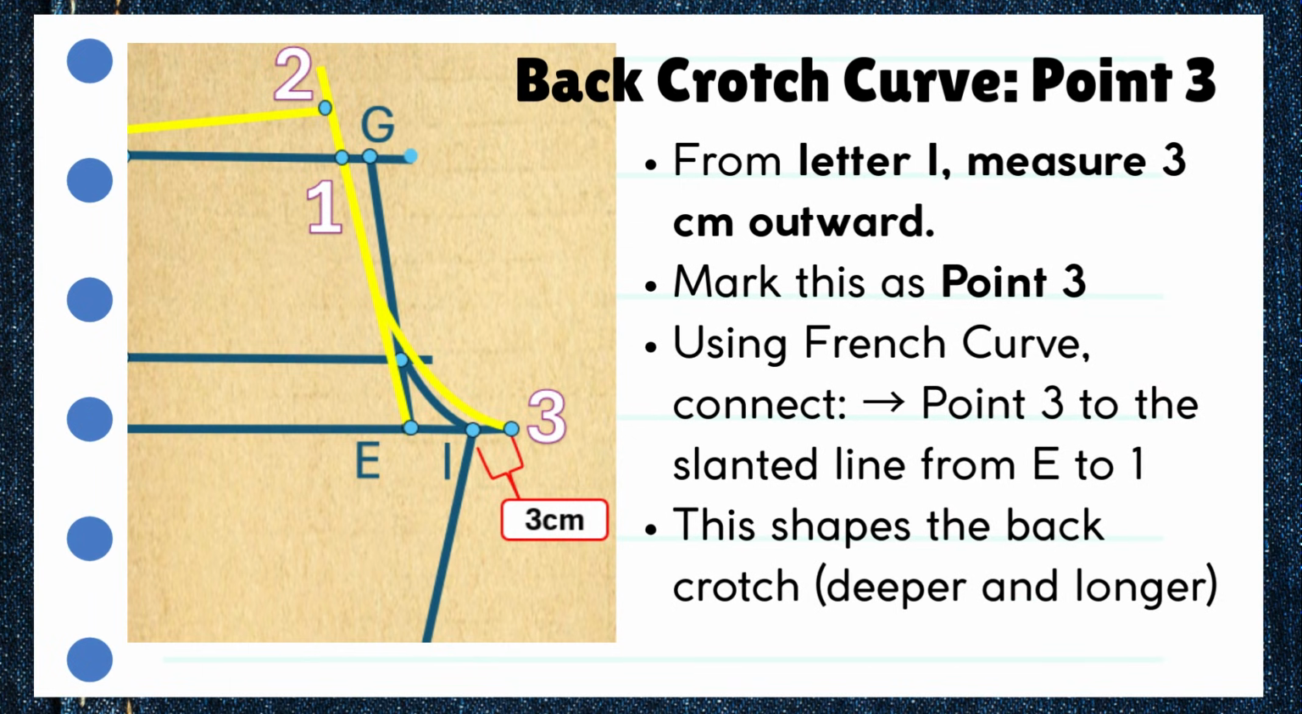Back crotch curve. Point 3. From letter I, measure 3 cm outward. Mark this as point 3. Using French curve, connect point 3 to the slanted line from E to 1. This shapes the back crotch, deeper and longer.